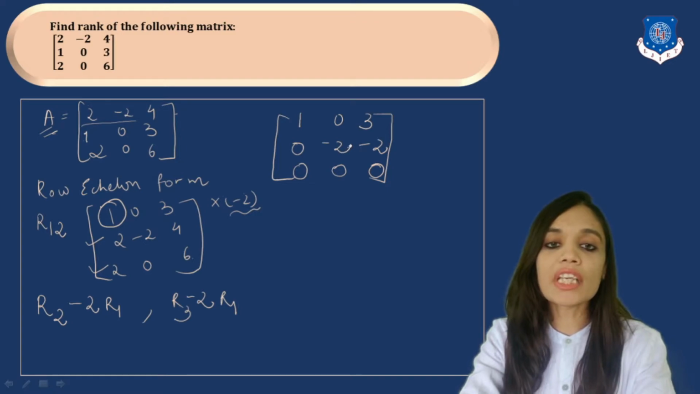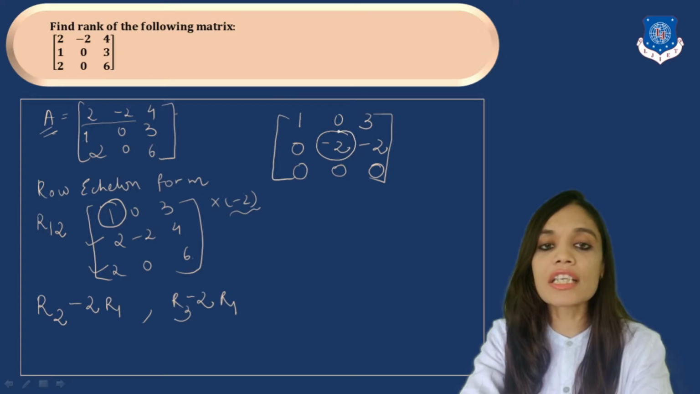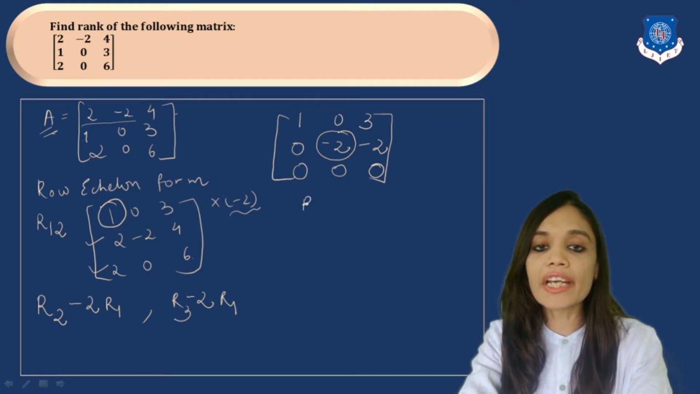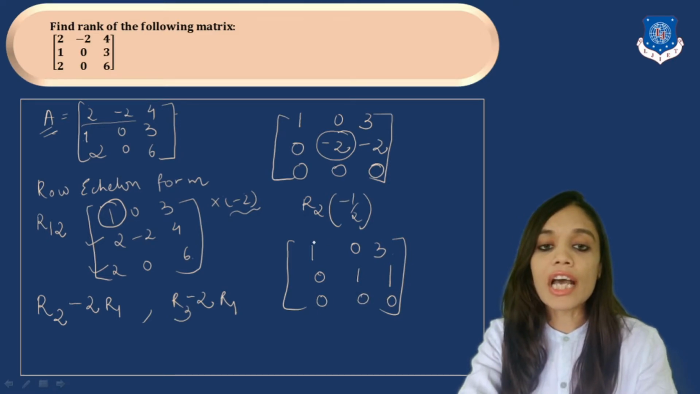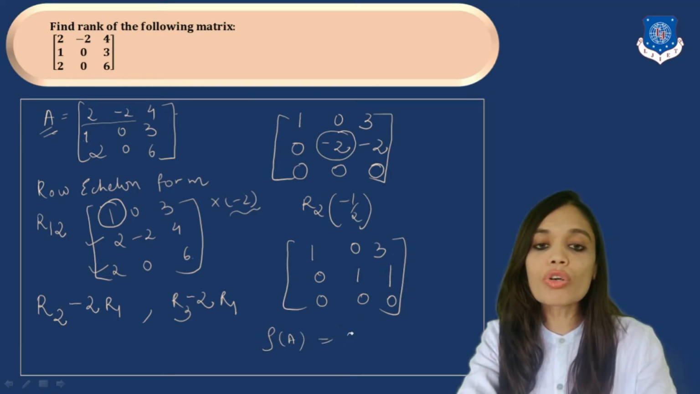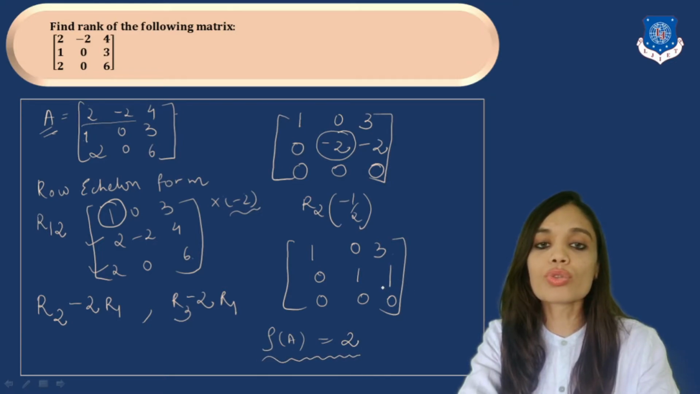Now the last step remaining is to form the row echelon form. That is, we have to make a leading one at this place. So what we will do? We will divide our R2 by minus 2. Okay. So the final answer will be, the first row will remain as it is. Here it will be 0, 1, 1 and the last row also will remain as it is. Now in order to find the rank, just count the number of non-zero rows. So there are a total of 2 non-zero rows. So the rank of our matrix A is equal to 2.